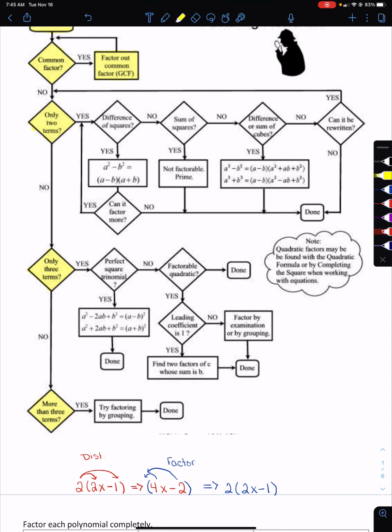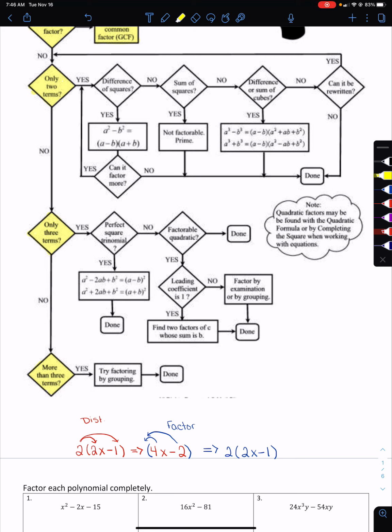Once you've taken out a GCF, then I want you to check to see if there's 2 terms, 3 terms, or more than 3 terms. So what type of polynomial is it? If it is only 2 terms, then I want you to check to see if it is a difference of squares, if it is the sum of squares, if it's the difference or sum of cubes, which means something to the 3rd power. And if it is, then we're going to be looking at these different methods.